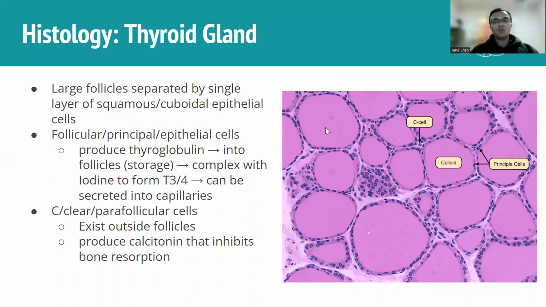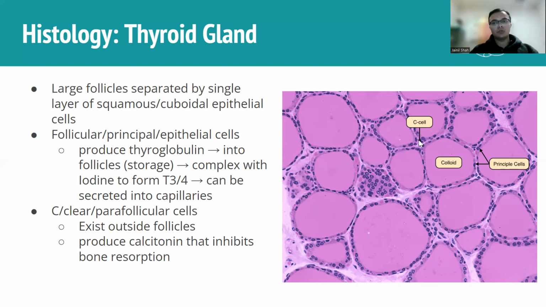But then you also have what's called C cells or clear cells. And these are parafollicular, so they exist between the follicles. And they have a different role, which is to produce calcitonin. And that works in an opposing action to the parathyroid hormone. So it inhibits bone resorption. And that's another important cell type you have to be aware of.